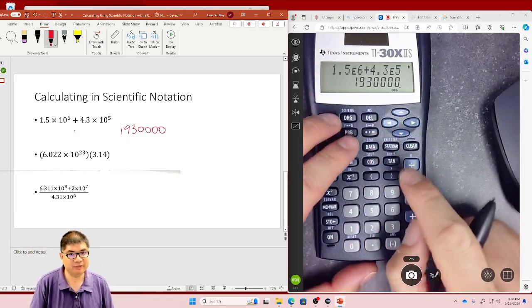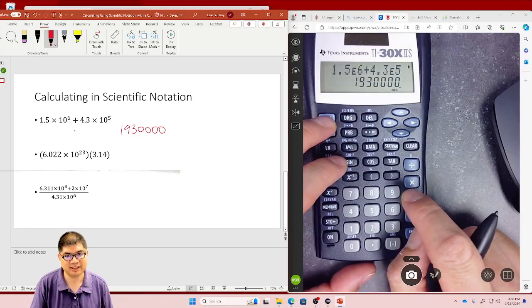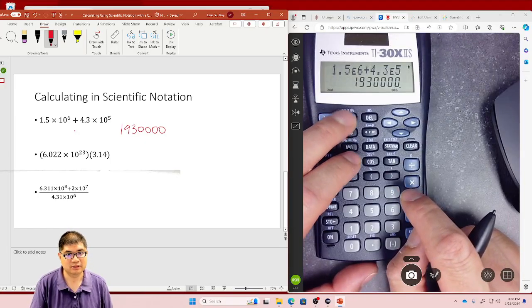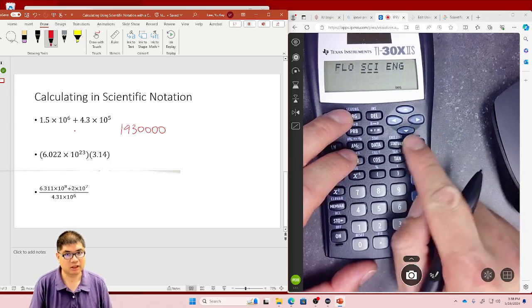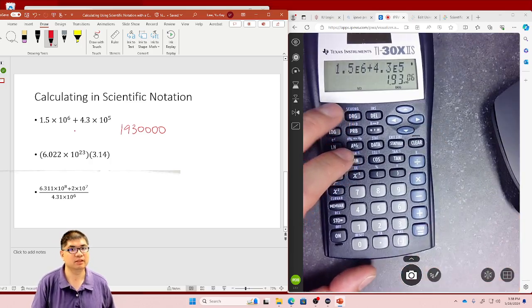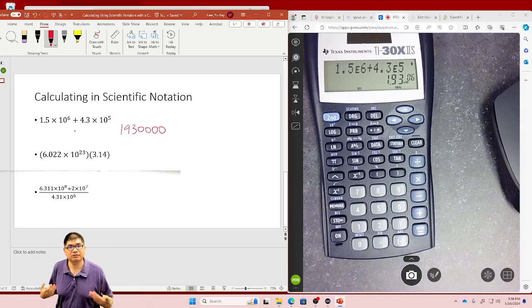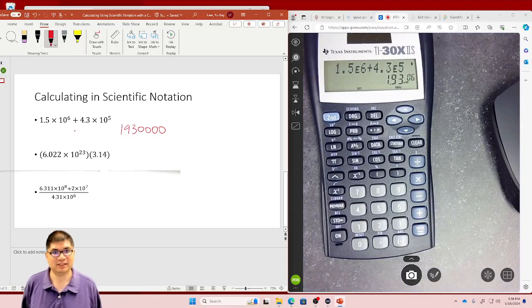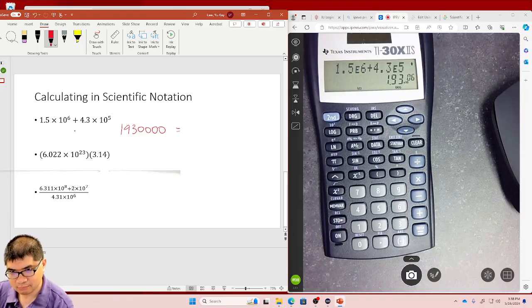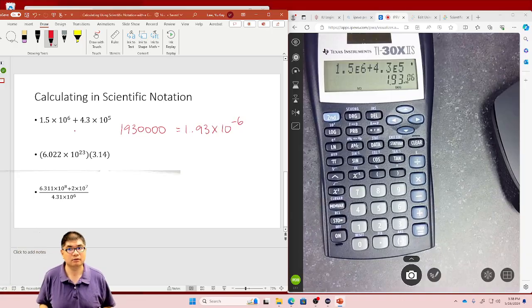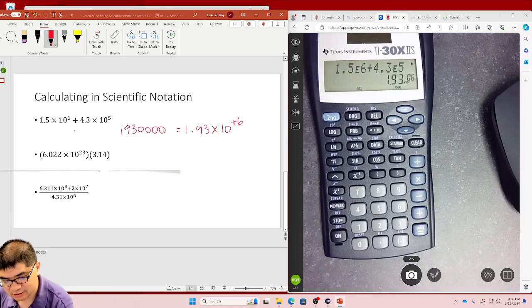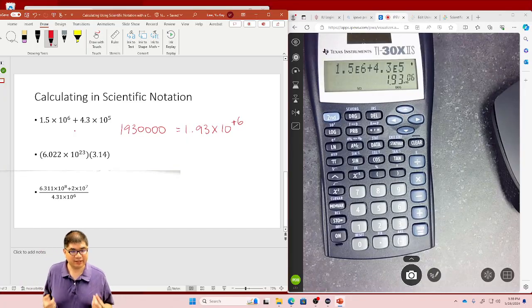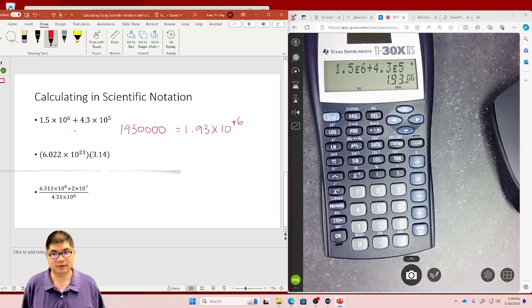Fine. But if I need it in scientific notation and I'm getting lazy, I'll go second, SCI-ENG, I'll select SCI. I see now that it is 1.93 times 10 to the minus 6. No, not 10 to the minus 6, 10 to the plus 6. Okay, that's the first one.